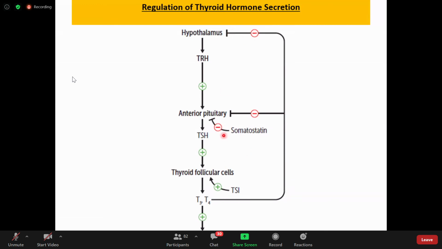The other hormone which can actually inhibit the anterior pituitary to secrete TSH is somatostatin. So somatostatin can also directly inhibit the anterior pituitary to secrete TSH.